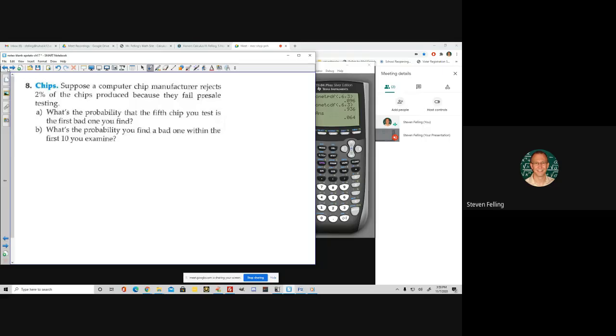Okay, this says, suppose that a computer chip manufacturer rejects 2% of the chips because they fail the testing. What's the probability that the 5th chip you test is the first bad one that you find? Okay, so I would make my little drawing here. X is going to be the position of the first failed chip. The probability of yes, in this case I'm calling finding a failure, is 2%, so 0.02.